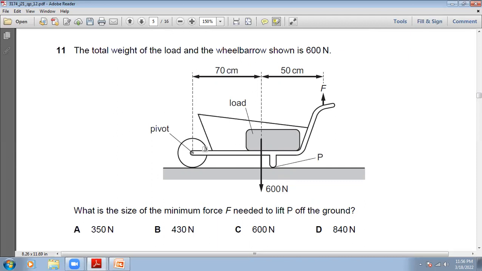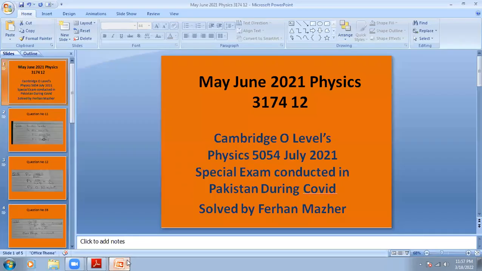So you are trying to produce an anti-clockwise moment about this pivot. This force, the weight here, 600 Newton, its perpendicular distance from the pivot is 70 centimeter. And this force here, which is trying to produce an anti-clockwise turning effect or moment, its perpendicular distance from the pivot is this total distance, that is 120 centimeter.